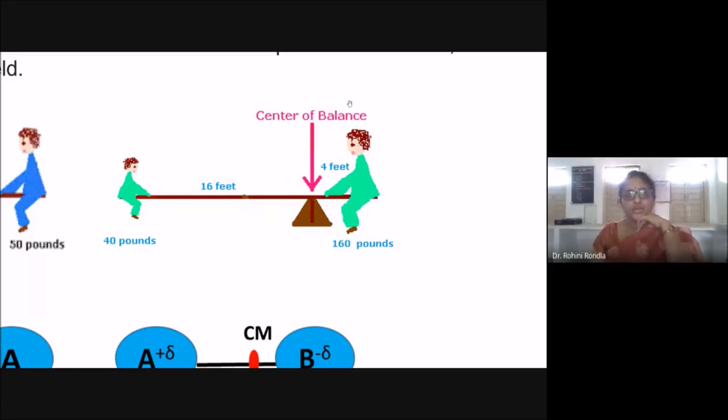Induku ippudu chudandi, center of balance is always located towards more weight. Gurtu pettukondi, ఎక్కువ weight ఉన్న వాళ్ళ పక్కకే కొద్దిగా మూవ్ అయి ఉంటుంది. That is why the distance between this center of balance, center of gravity and this boy is very less.